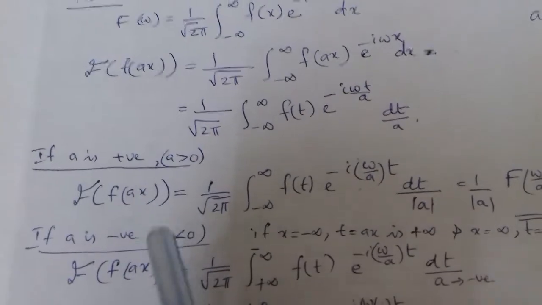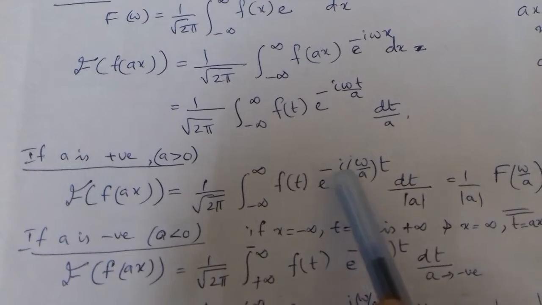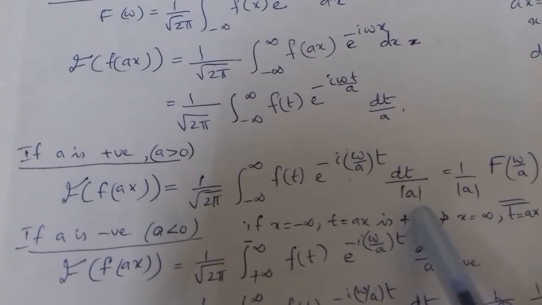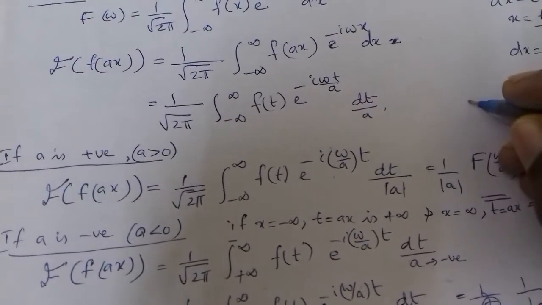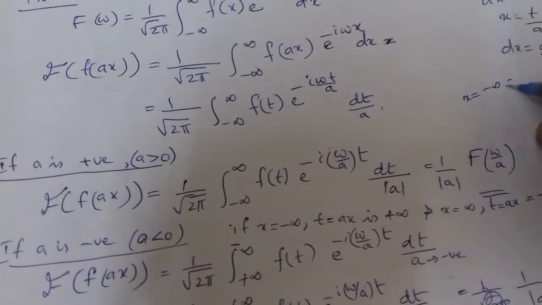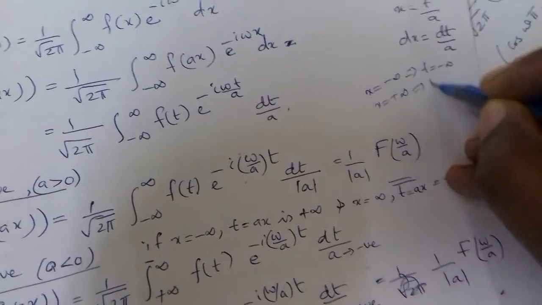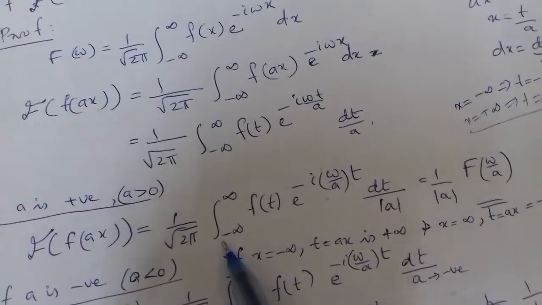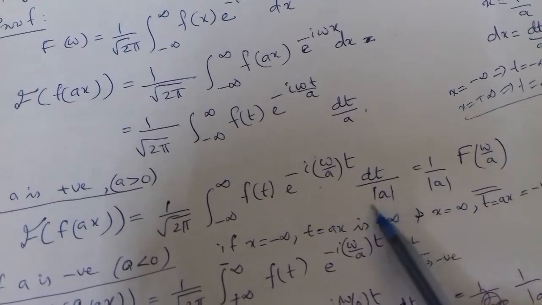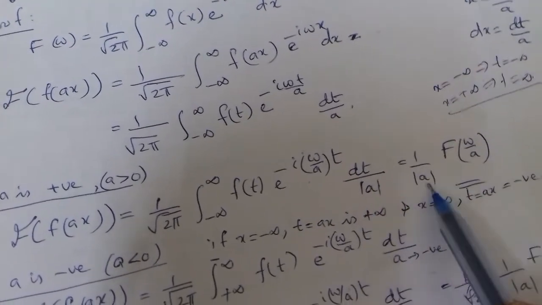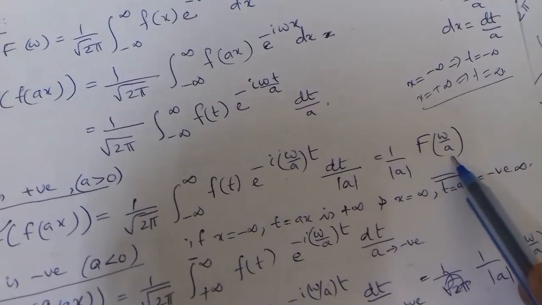If a is positive, F of f of ax is 1 by root of 2 pi integral minus infinity to infinity f of t e raised to minus i omega by a t dt by mod a. Because when a is positive, if x equals minus infinity implies t is minus infinity, and x equal to plus infinity implies t is plus infinity. So minus infinity to infinity again. So 1 by mod a F of, here omega is replaced by omega by a, so F of omega by a.